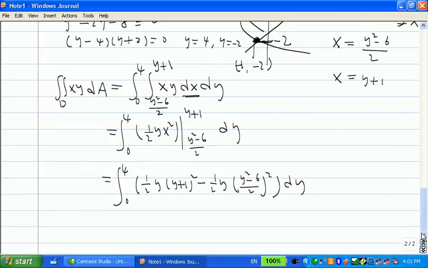Again, this is a polynomial. It's easy to integrate. I'm not going to do that, I'll just write down the number. It's 36. So 36 gives you the value for that double integral.